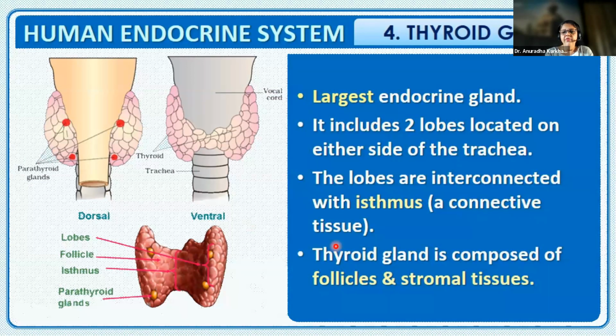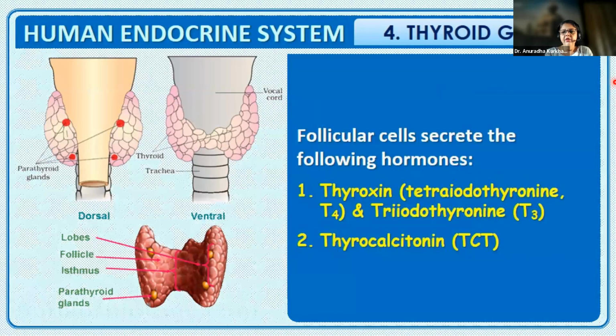Okay. Then see, the follicular cells secrete the following hormones: thyroxine and thyrocalcitonin. Beta, thyroxine and thymosin, students always get confused about this. There's a difference between the word thyroxine and thymosin. Right now we are focusing on the word thyroxine.